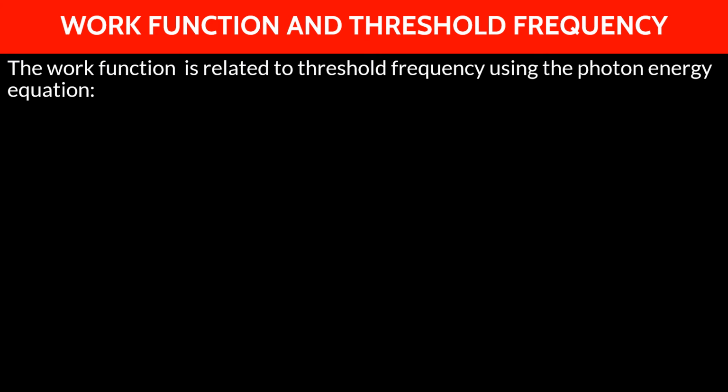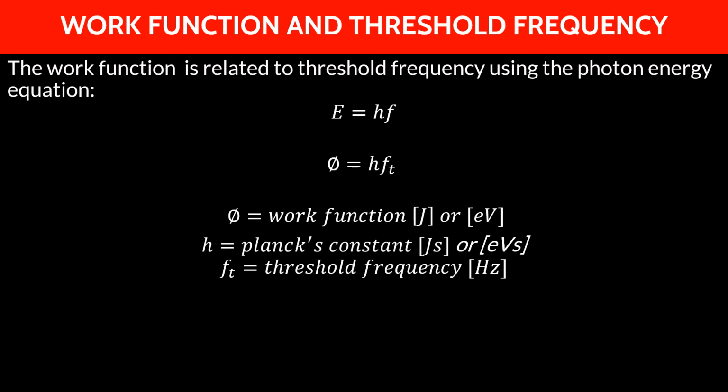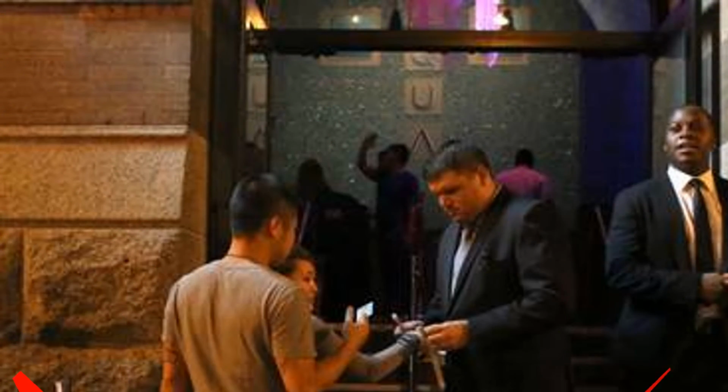Right, the work function is related to the threshold frequency using the same equation as we did for photon energy, E equals hf. We're using the Greek letter capital Phi for work function, which is just a circle with a diagonal dash through it, and that's equal to Planck's constant multiplied by f_t, the threshold frequency. And again, you can interchange between joules or electron volts, depending on which constant you use.